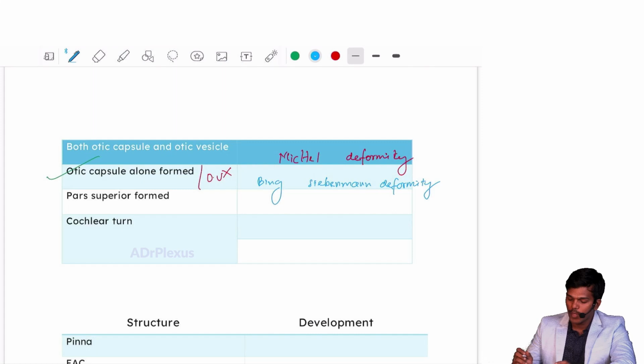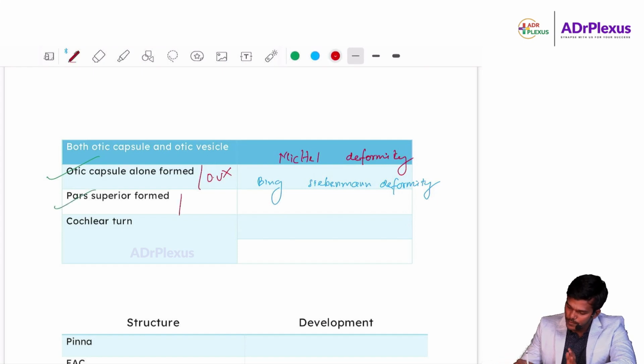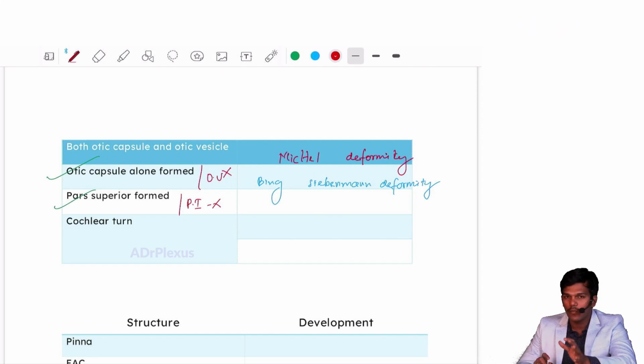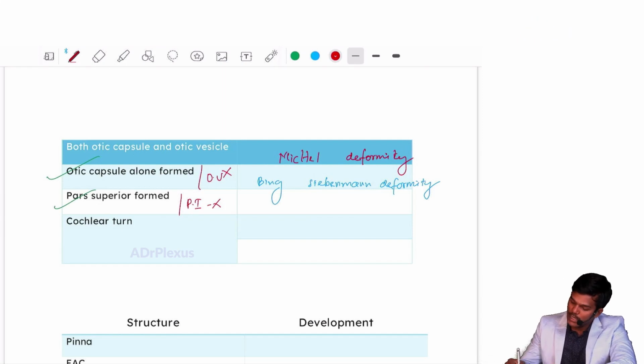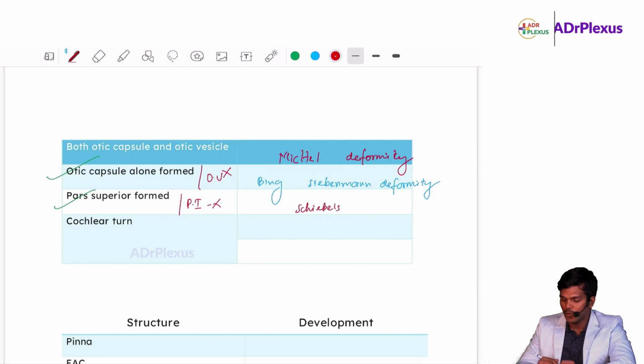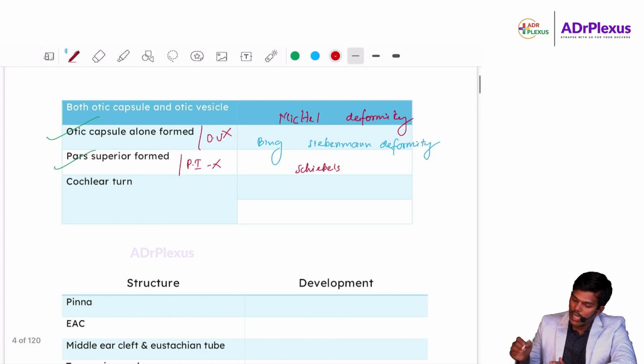Clear? Now from the otic vesicle, pars superior alone is formed, pars inferior is not formed, which means the cochlear duct is not formed, so no hearing. Also the utricle and semicircular canal will be formed but the saccule is not formed. Saccule and cochlear duct are not formed, so this deformity is called Scheibe's deformity.